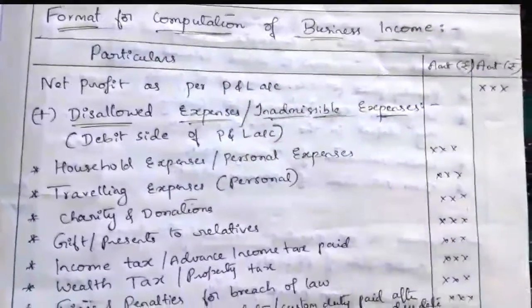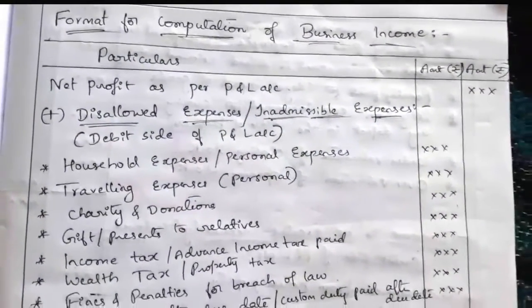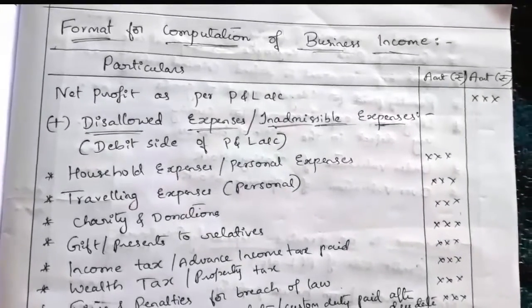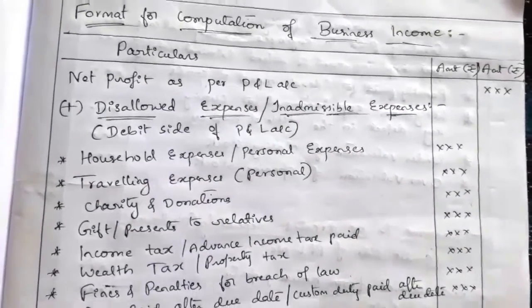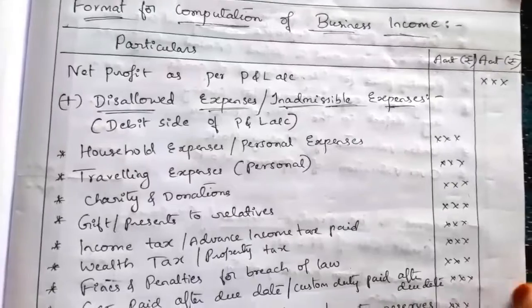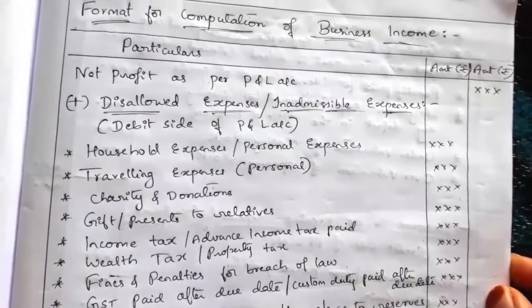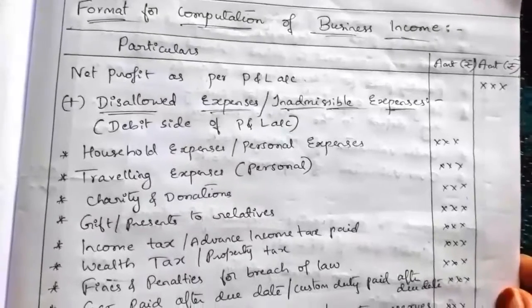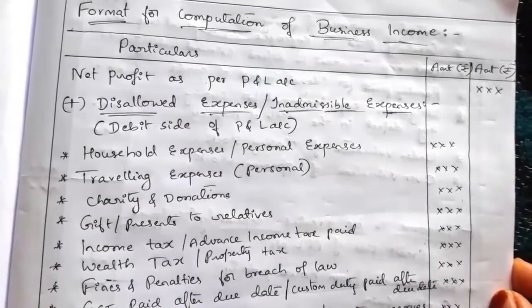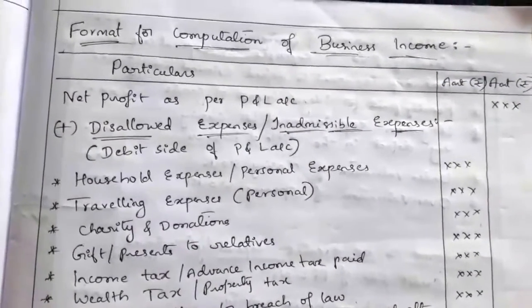So I have given the format for computation of business income. Here this is the format for computing the business income. It starts with the net profit as per profit and loss account, and to that we have to add the disallowed expenses. So why are we taking this net profit as per profit and loss account?